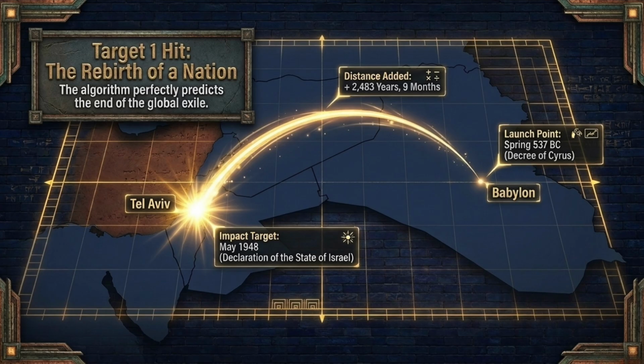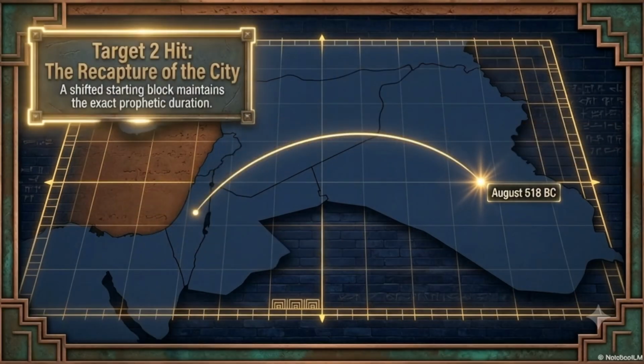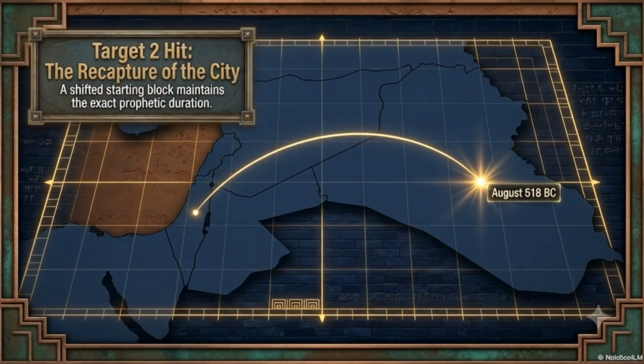The group moves to target 2, which is the city of Jerusalem. They note that while the exiles were given permission to return in 537 BC, the actual physical rebuilding of the defensive walls of Jerusalem, the act that restored it as a functioning fortified city, wasn't completed until much later. Yeah, after intense political opposition. Historically, the completion of those walls is marked around August of 518 BC.